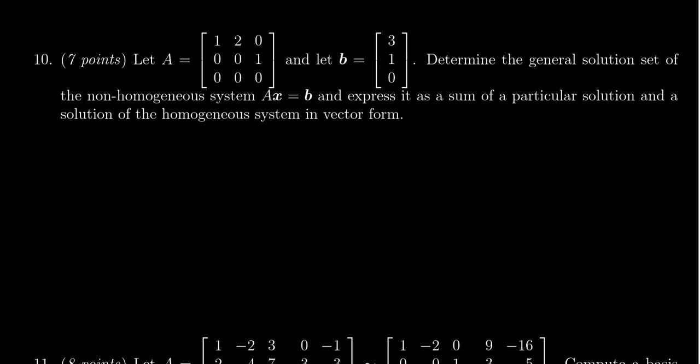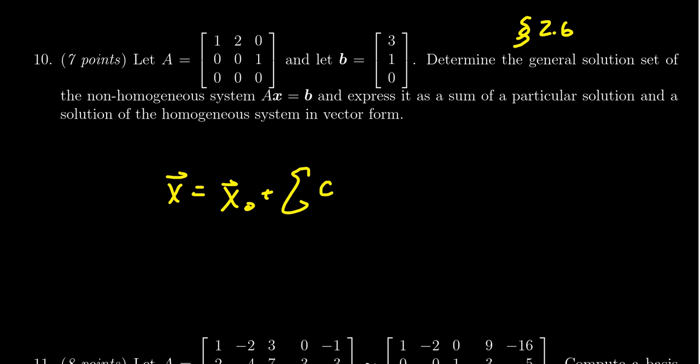Question number 10, this goes back to the start of this unit, section 2.6 in particular. You'll be asked to provide the general solution to the non-homogeneous system AX equals B. So what we're trying to see here is that the general solution X is going to look like some particular solution, X naught, plus the general solution to the homogeneous system.